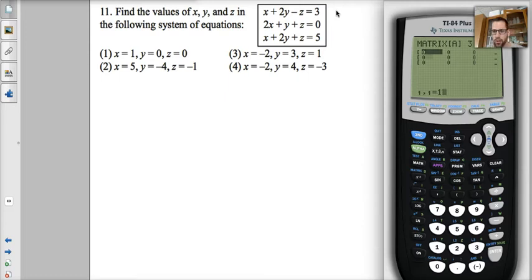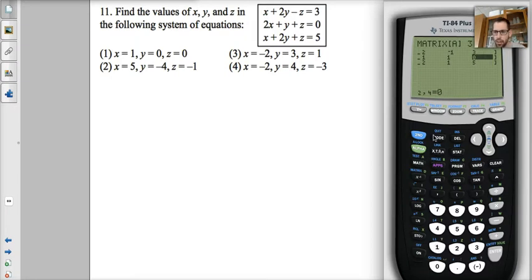I've got a 1x, a 2x, and a 1x, just going down the equation here, right? Now I'm going to do a 2y, a 1y, and a 2y. Now I'm going to do my z's. I have a negative 1z. Then I have a 1z and another 1z. Then over in the last column I have a 3, a 0, and a 5.